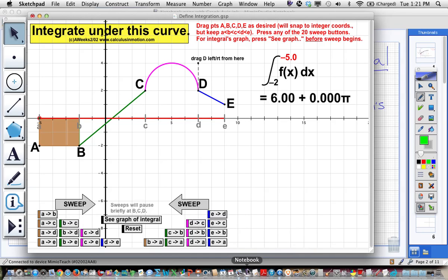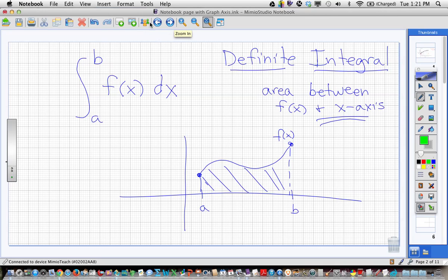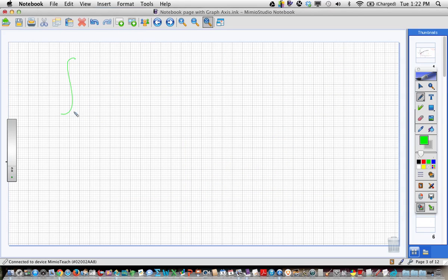Now, I might also give that, instead of as a graph, I might give you that problem like this. Okay, I might give you this problem. Let's go ahead and write this one down. Let's say I gave you the integral from 2 to 5 of the absolute value of x minus 1 dx.